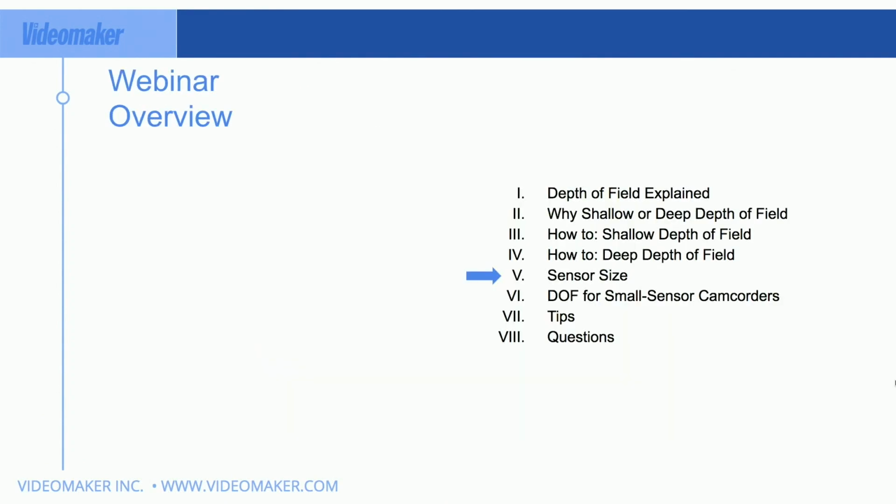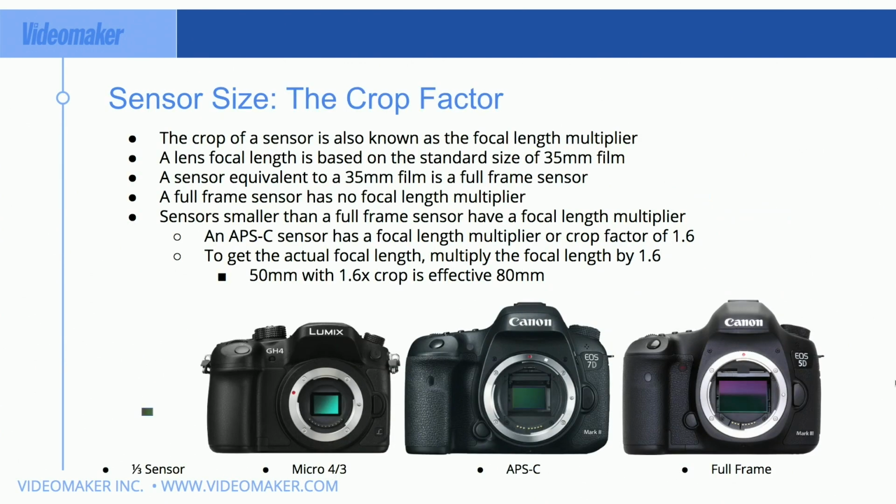So now let's talk about sensor size. Here we got sensor size. The crop of a sensor is also known as the focal length multiplier or the crop factor. A lens focal length is based on the standard size of 35 millimeter film. And we're talking old time film, back when there was film.